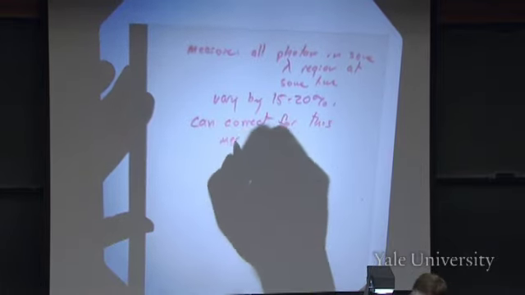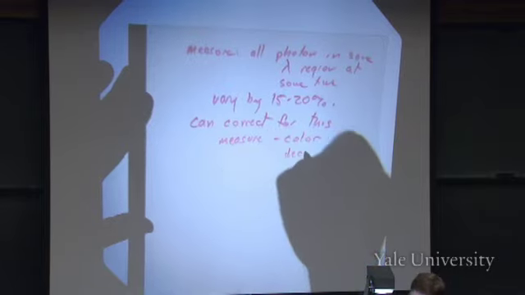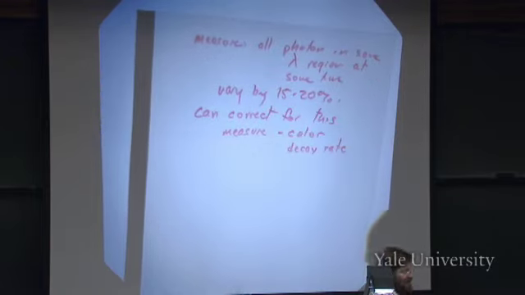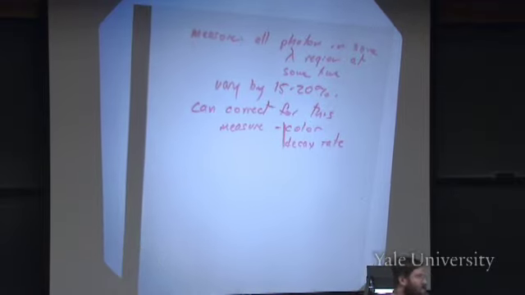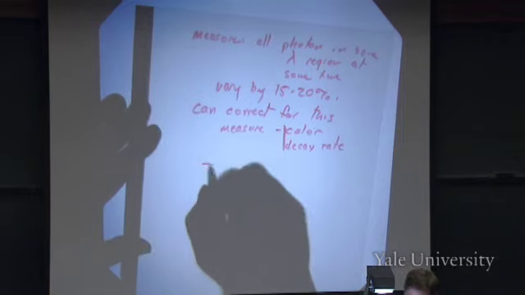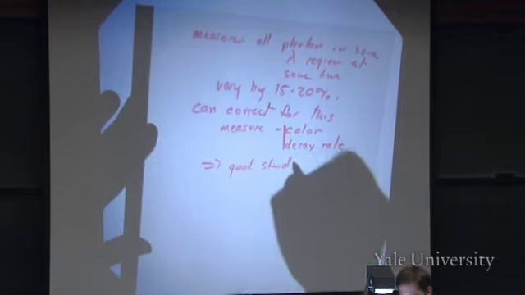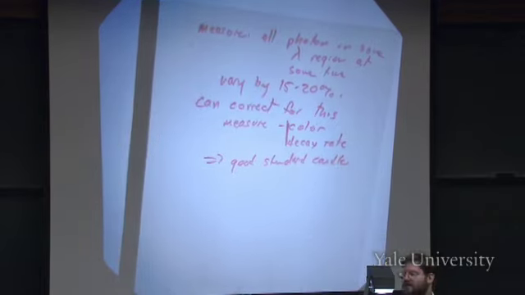If you measure the color and the decay rate, that is to say how fast it gets fainter. So your question turns out to be very important. These things behave differently depending on how fast they go away. If you measure the color and the decay rate, you can correct for some of these deviations and turn it back into a good standard candle. And I'll show you how this is done in just a second.